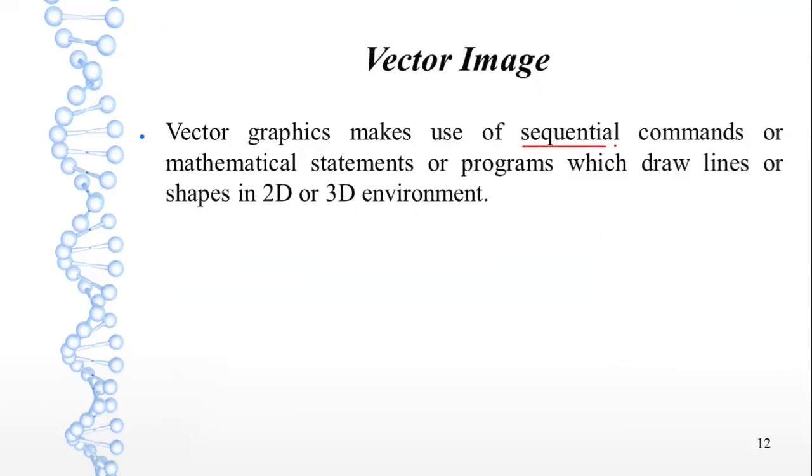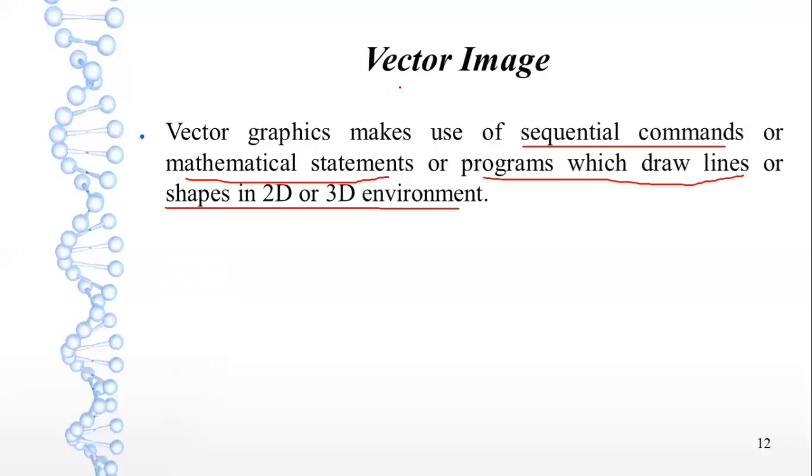We make use of sequential commands or some mathematical statements or programs which draw the line or shapes in 2D or 3D environment. Already I told you that we have these two types, that is raster image and vector image, depending on which factor? Depending on how these images are getting stored in the memory. So in case of vector image, let's try to understand how vector image is getting stored in the memory.